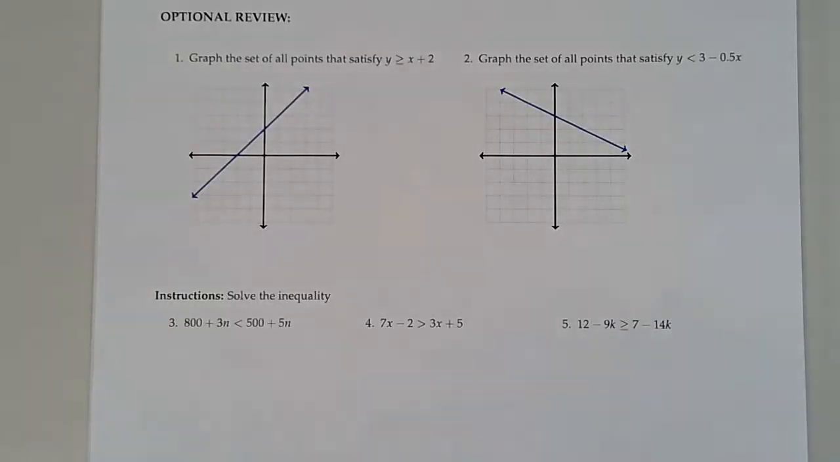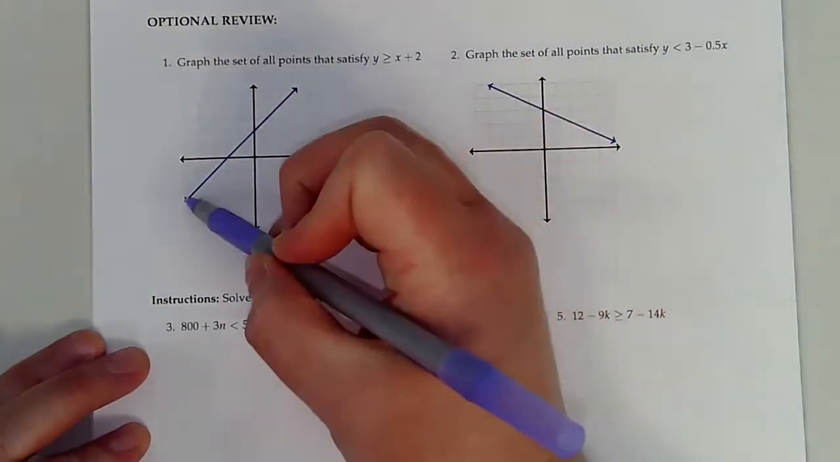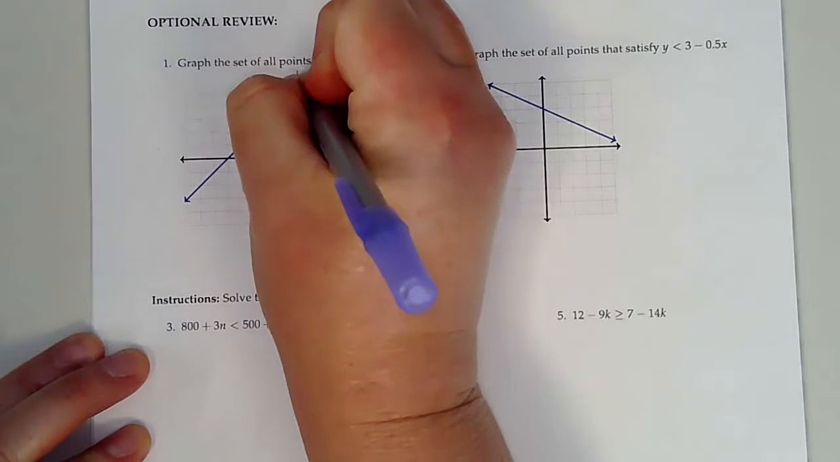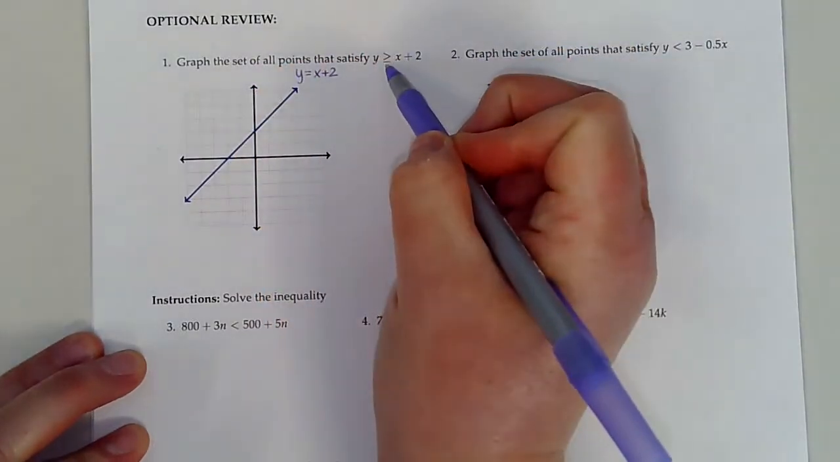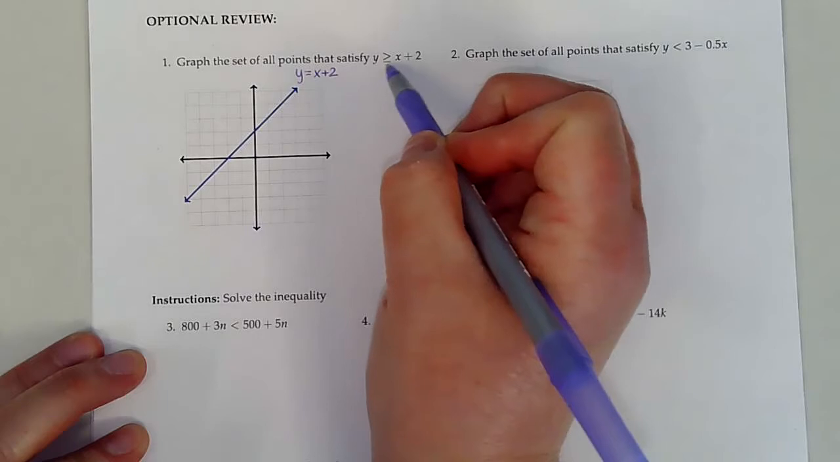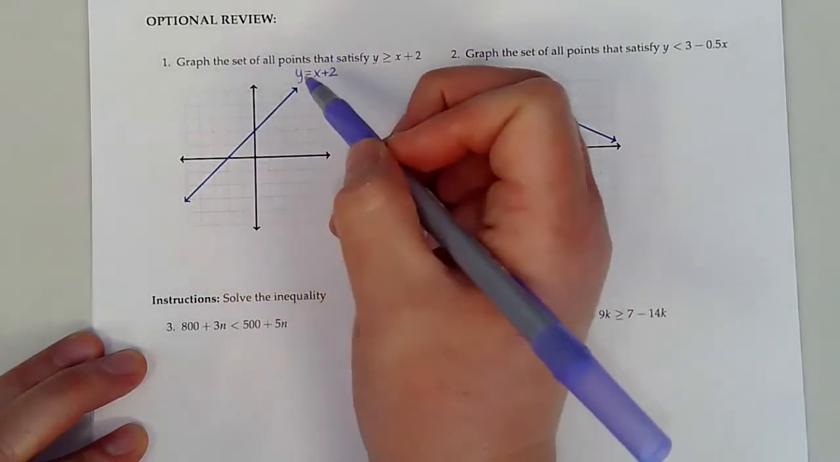Let's look at how to graph the set of points that satisfy an inequality. So we have this inequality, y is greater than or equal to x plus 2. And so this line here represents y is equal to x plus 2. If this had been just a greater than and it didn't have the equal sign underneath of it, this would be a dashed line, but it would still go through the same place.